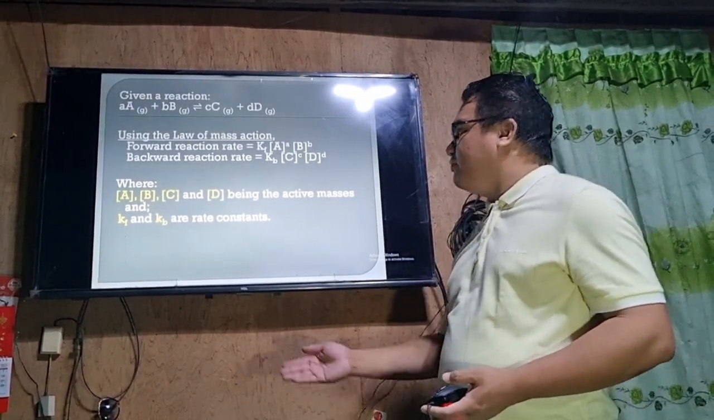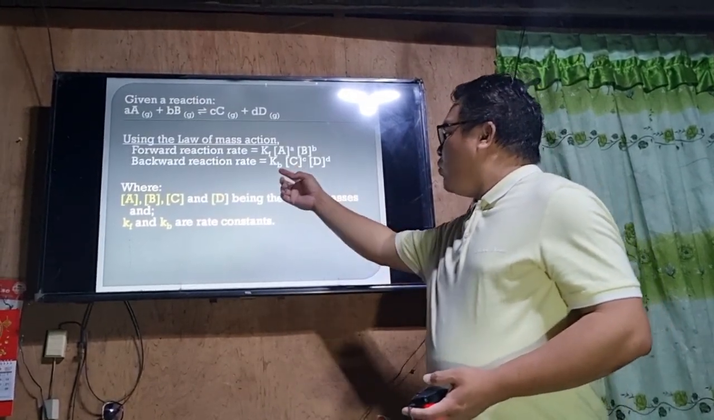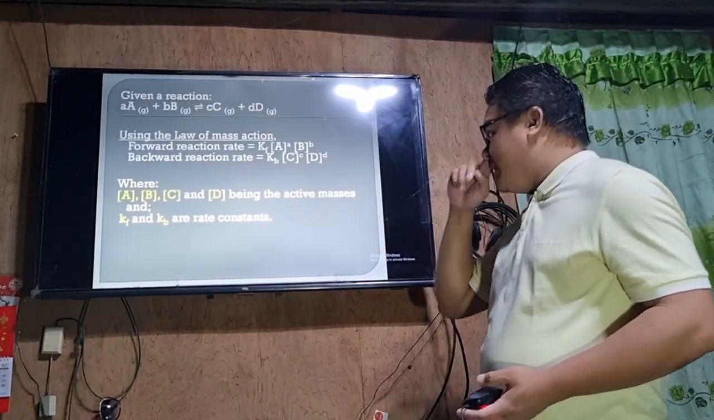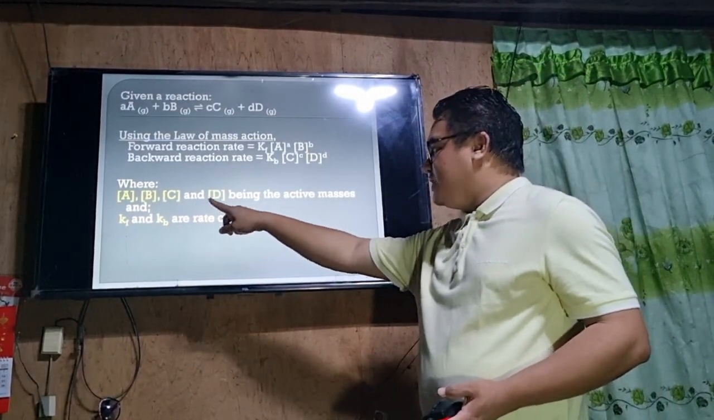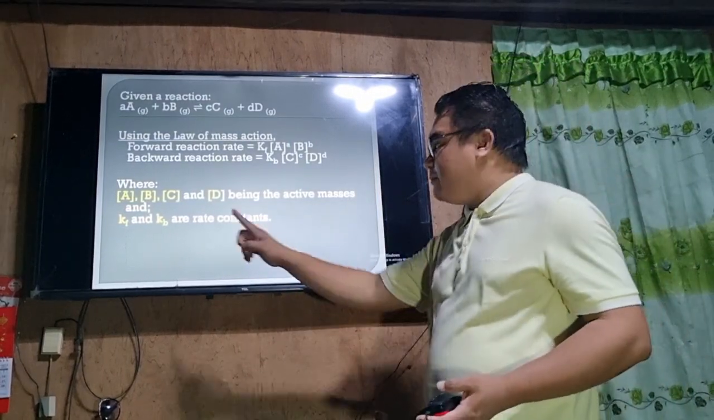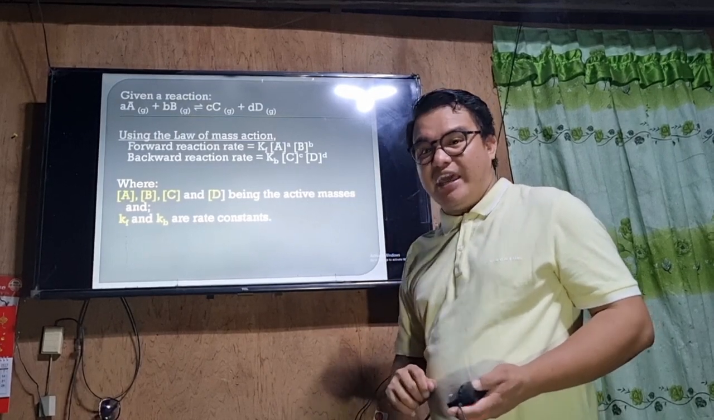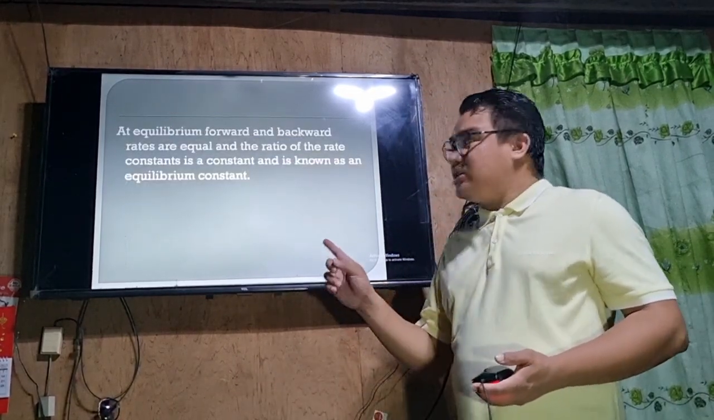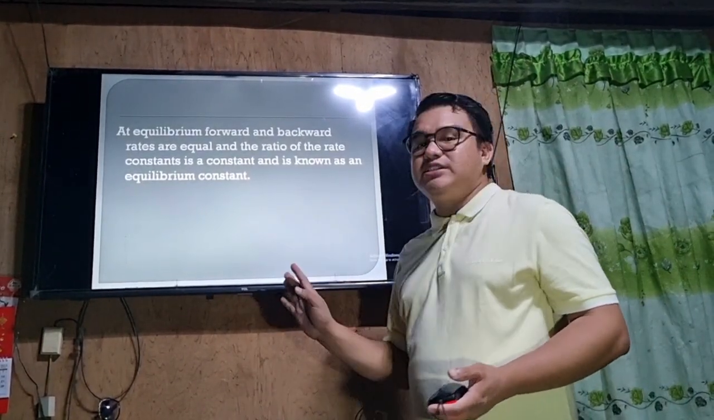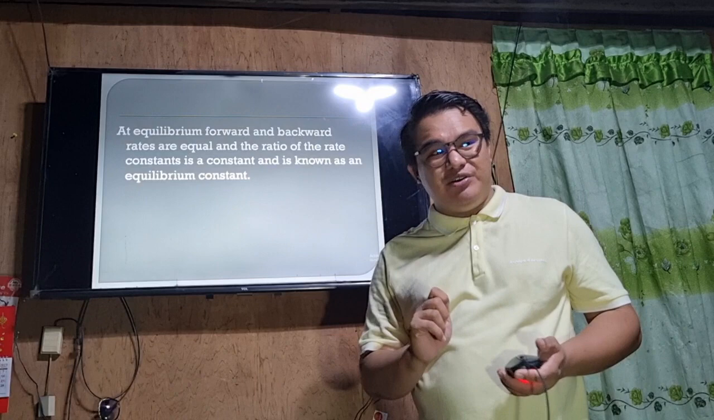And also we have the formula for the backward reaction rate. We have here the backward rate constant times the concentration of C and the concentration of D, where the concentrations of A, B, C, and D are the active masses, and K sub F and K sub B are rate constants. Okay? So now let's move on. At equilibrium, forward and backward rates are equal, and the ratio of the rate constants is a constant and is known as an equilibrium constant.